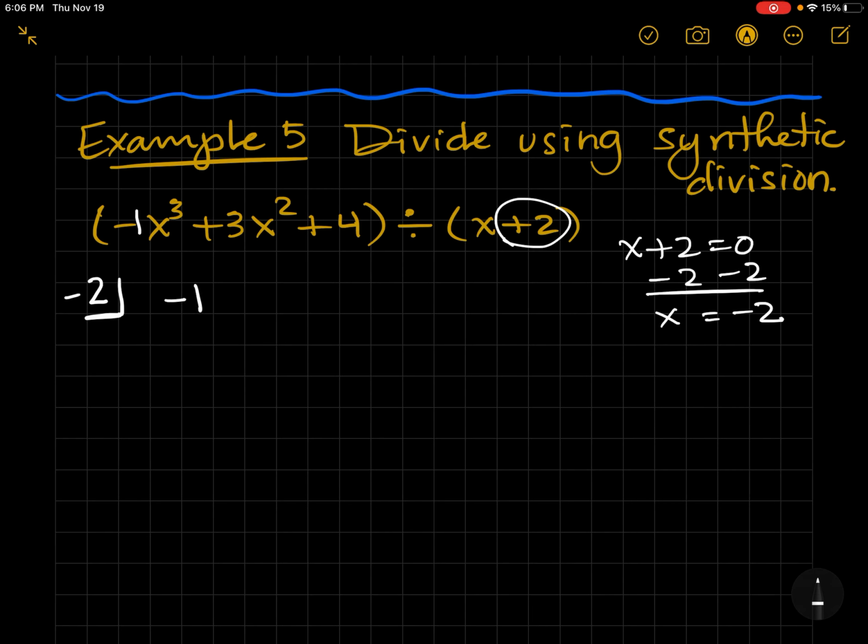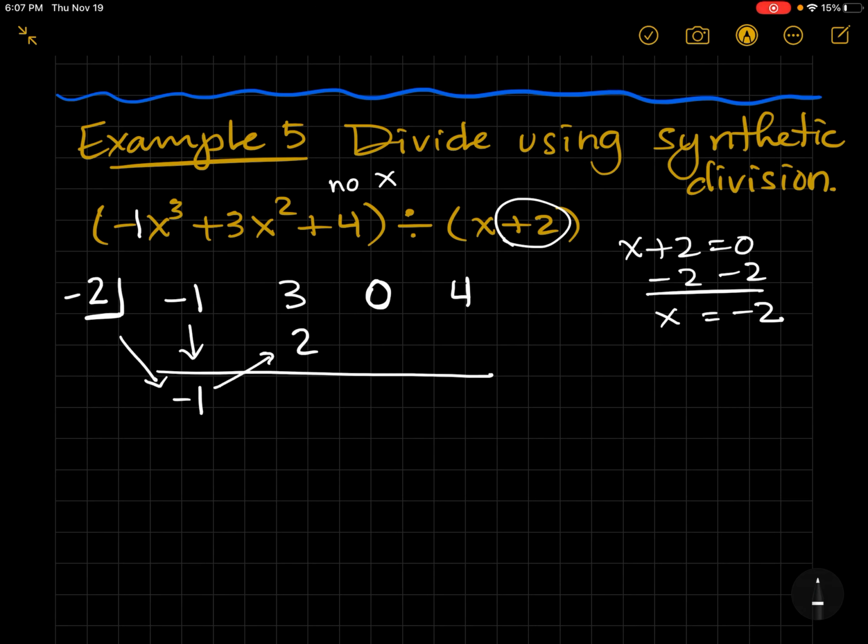Now I'm going to go -1, 3. There's no x term, so I need to put a 0 for the x, and then I put a 4 for my constant term. All right, leave a space and draw my line. I drop the first number straight down and always multiply by what's in the box and put it above the next line. Multiply by the -2, add, multiply by the -2, and add.